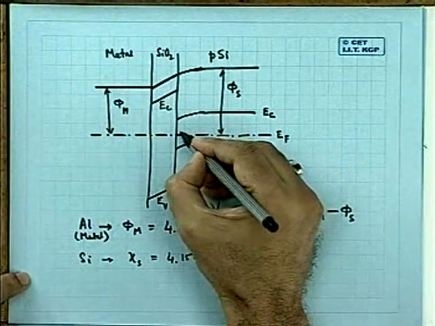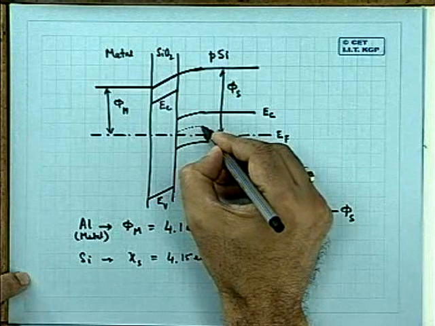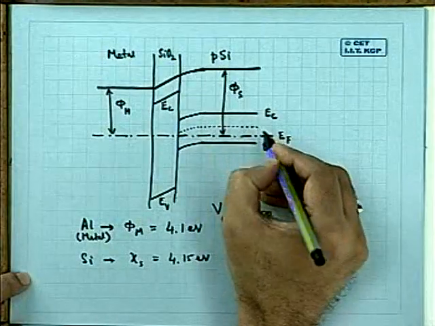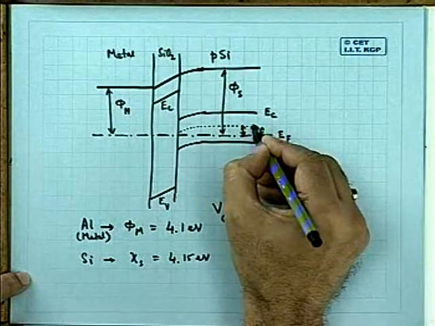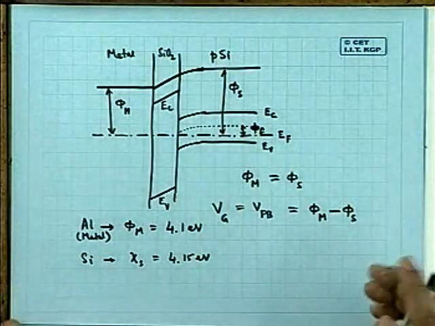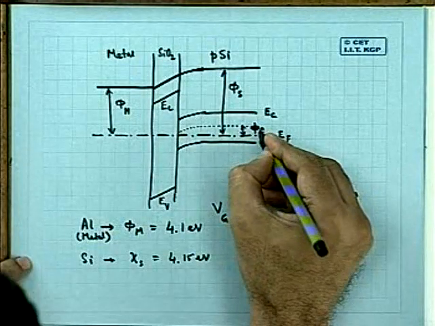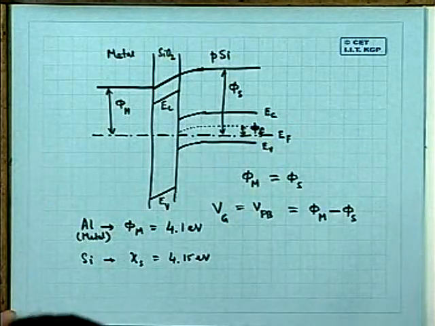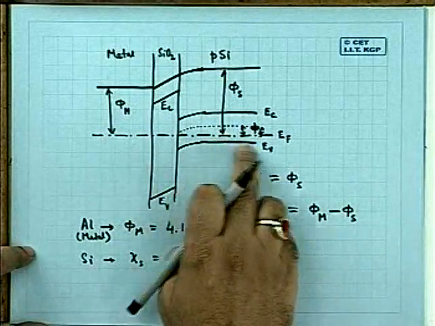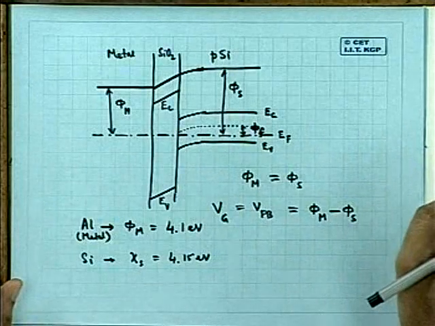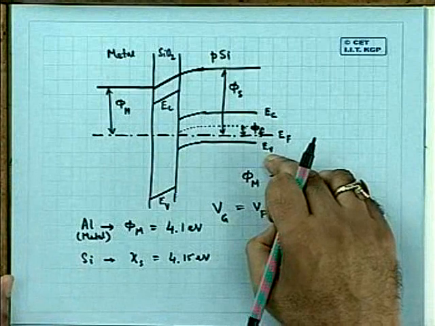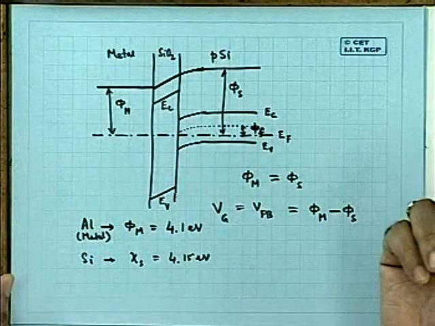Now, this is your, what is this? Your phi f. This is my definition of phi f, q phi f or phi f, whatever you call it. So by doping, I adjust the position of EF with respect to the center of the band gap. The higher the doping, EF will come closer and closer to EV, and in fact, finally it will enter into EV, and there may be a band gap narrowing, which I have already told you.